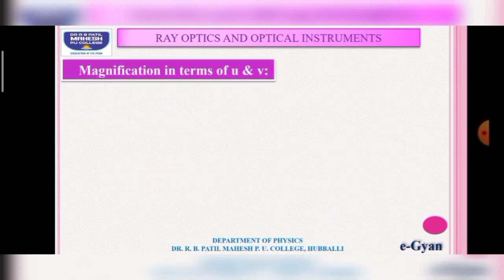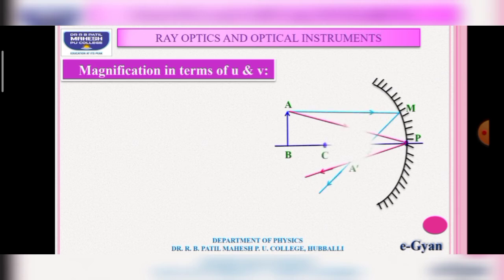Magnification in terms of U and V, where U is object distance and V is image distance. Okay, we have a ray diagram here. AB is the object, A dash B dash is the image, and the object is placed beyond C. The image is formed between C and F.